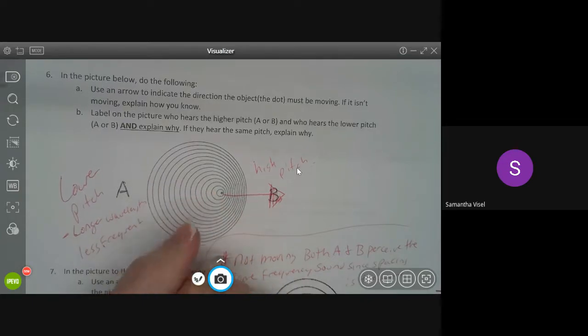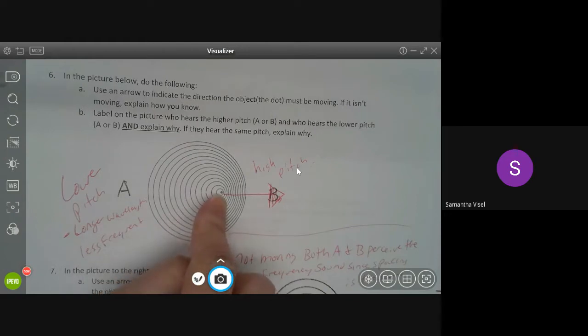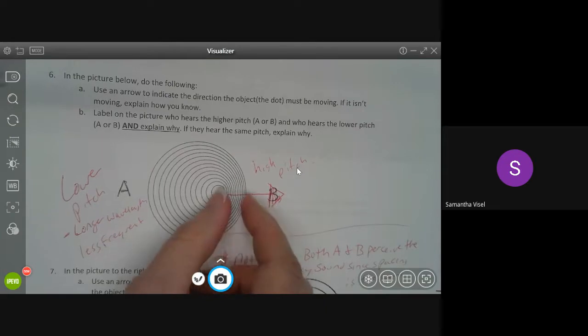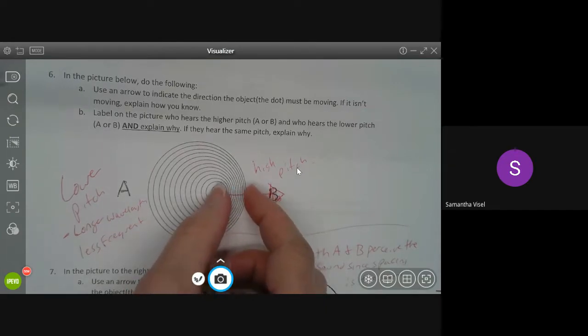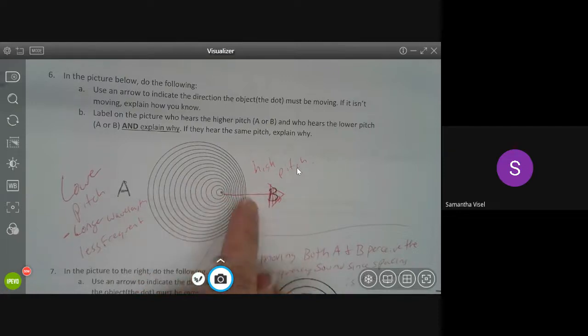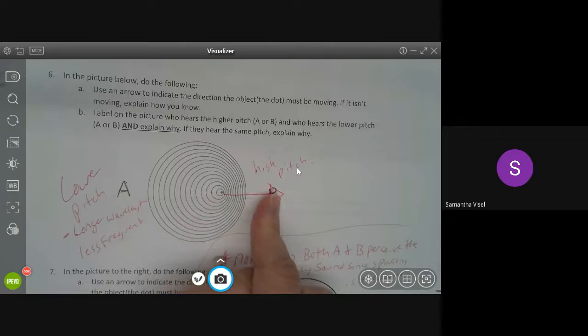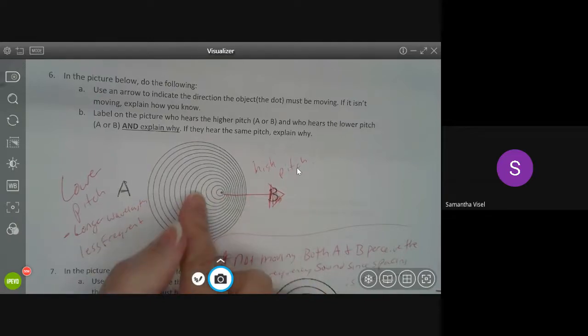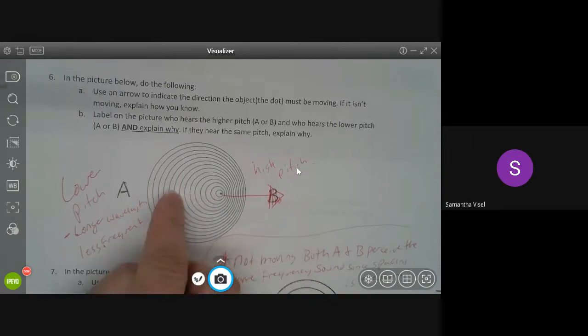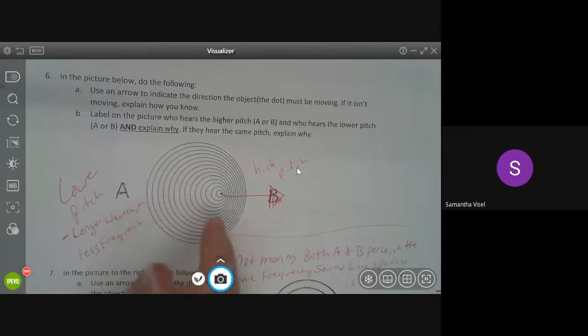So in this particular problem, the dot is moving towards the right, towards person B. We know this because the frequency in this section is higher. There's more wavelengths occurring in a shorter amount of space. So person B would hear a higher pitch. Person A would hear a lower pitch because the waves are stretched out and the waves are also less frequent.